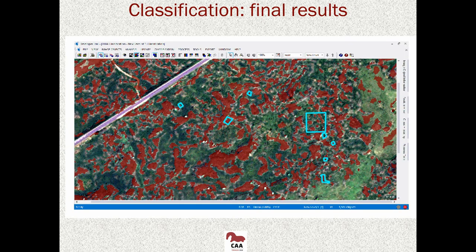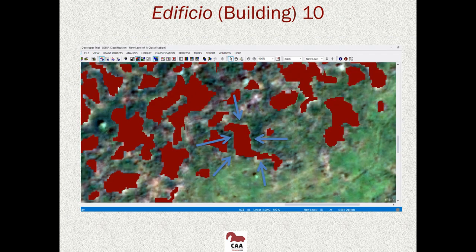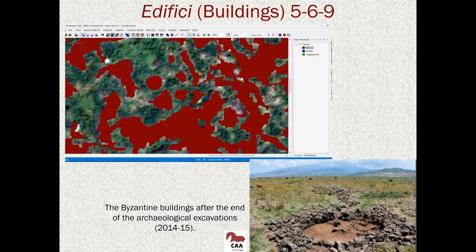Regarding the archaeological buildings we have seen before, despite the dense vegetation and the complex environment, they were detected mostly correctly. Building 10 especially, with its peculiar L shape, and the circular shaped huts. The object-based method was able to correctly classify about 19% of the manually interpreted features.